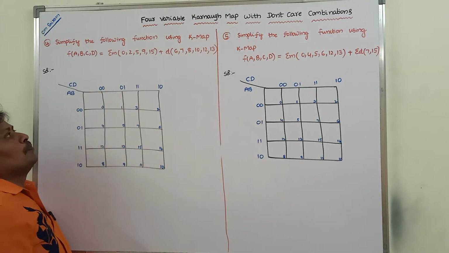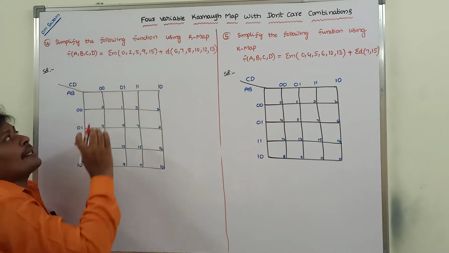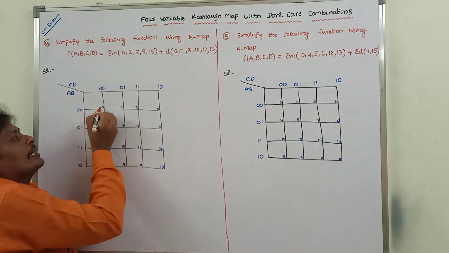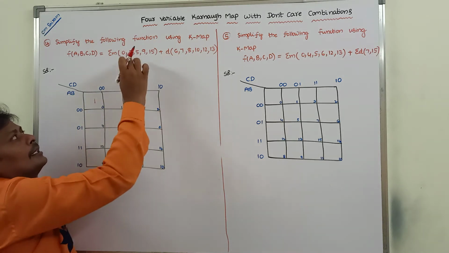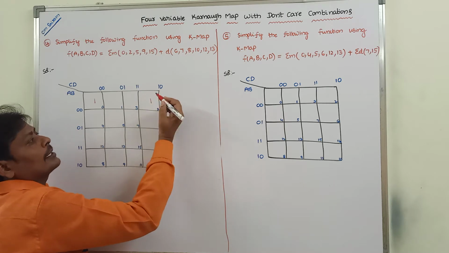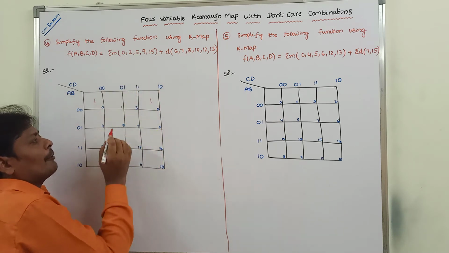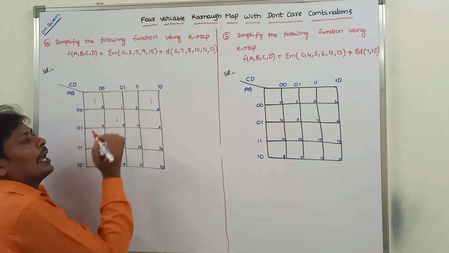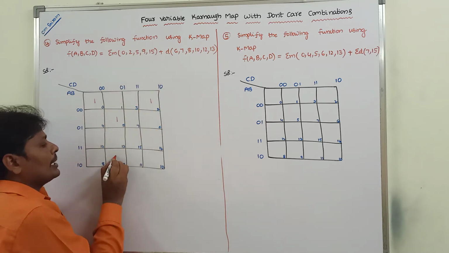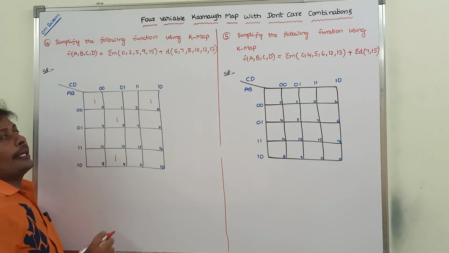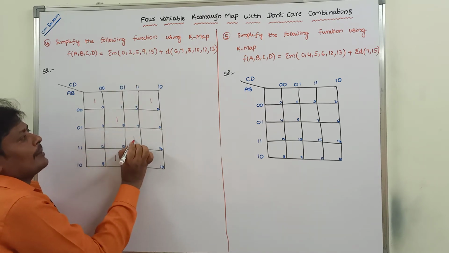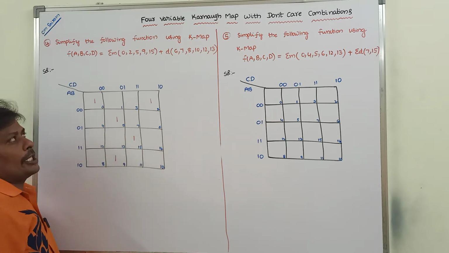Now what minterms are given? First minterm 0. The corresponding cell is this one. I am inserting 1. Minterm 2, the corresponding cell is this one. I am inserting 1. Minterm 5, the corresponding cell is this one. I am inserting 1. Minterm 9, the corresponding cell is this one. I am inserting 1. Minterm 15, the corresponding cell is this one. I am inserting 1.